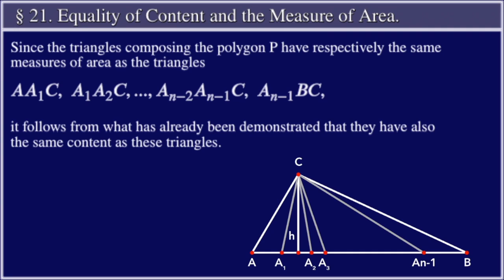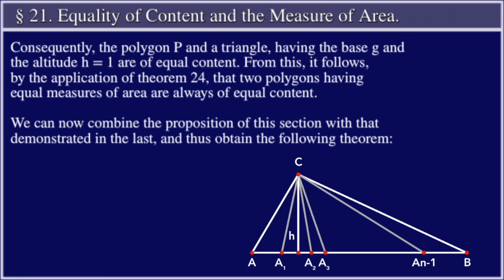Take upon the base of this triangle the points A1, A2 through A(n-1), so that G1 is equal to the segment A A1, G2 is equal to the segment A1 A2, and so on, G(n-1) is equal to the segment A(n-2) A(n-1), and Gn is equal to A(n-1) B. Since the triangles composing the polygon P have respectively the same measures of area as the triangles ACA1, A1CA2, ..., A(n-2)CA(n-1), A(n-1)CB, it follows from what has already been demonstrated that they have also the same content as these triangles.